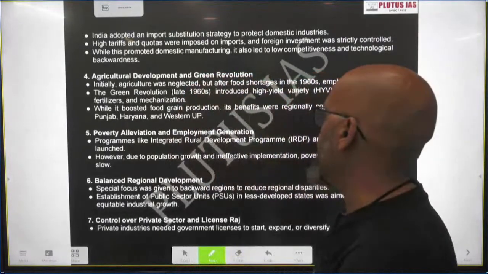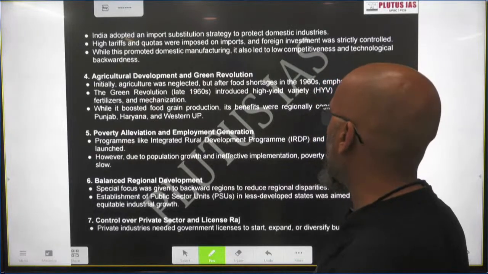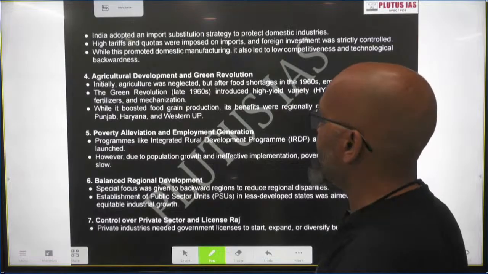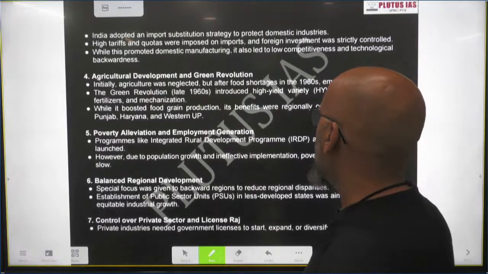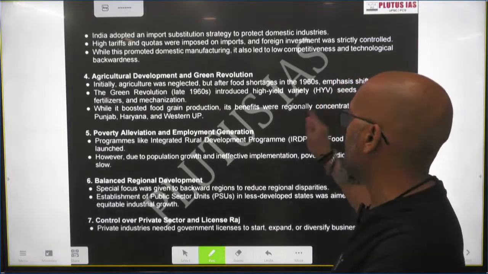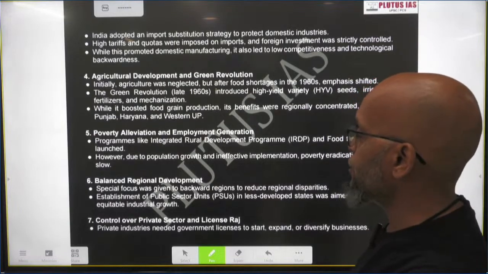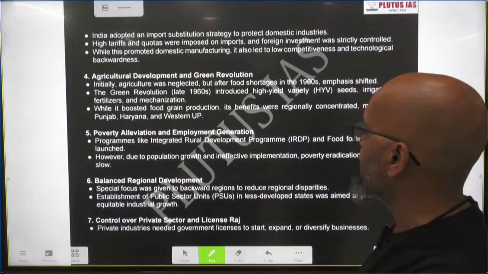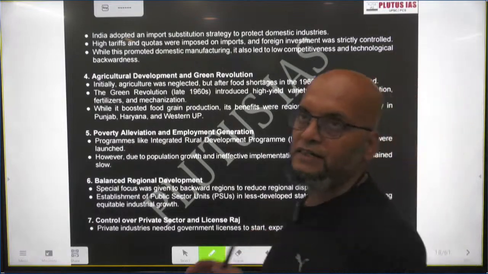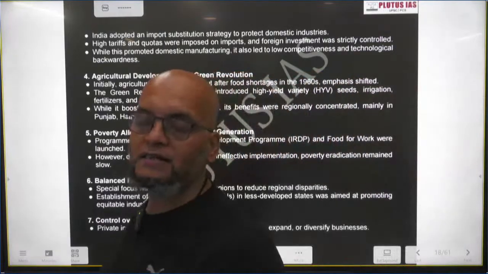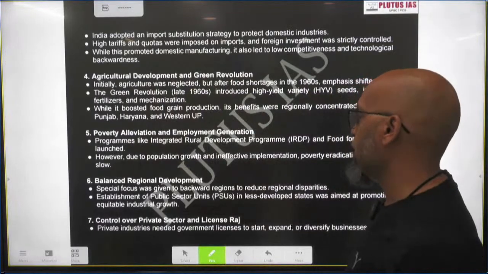Agricultural development and the Green Revolution. Initially, agriculture was neglected, but after food shortages in the 60s, emphasis shifted. The Green Revolution in the late 1960s introduced HYV, that is high yield variety seeds, irrigation, fertilizers, and mechanization. While it boosted food grain production, its benefits were regionally concentrated, mainly in Punjab, Haryana, and Western UP.